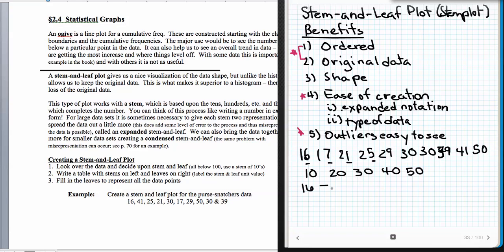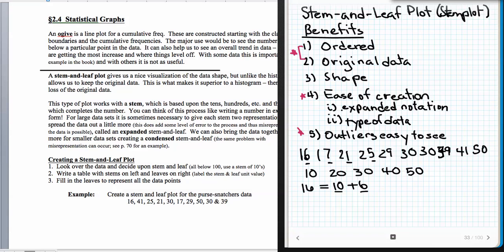So we have 16 being equal to 10 plus 6. And that gives us the stem and the leaf idea. And that's how you create a stem and leaf plot, is with a stem and a leaf, and you tell the units. With that said, that's how we're going to go ahead and make one of these stem and leaf plots.